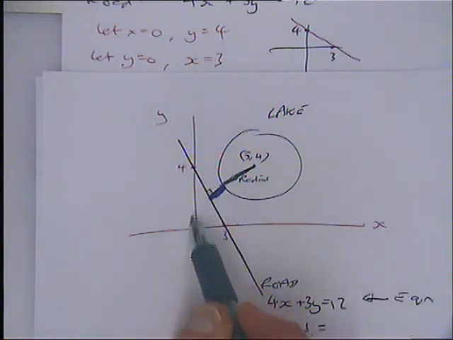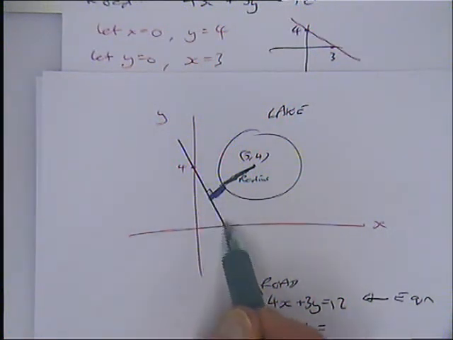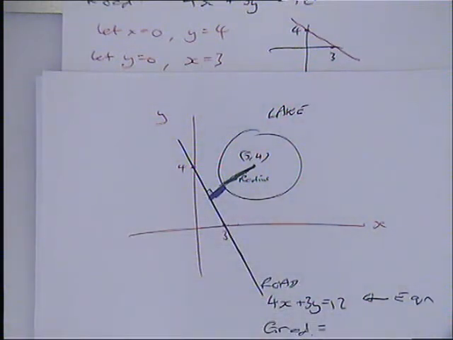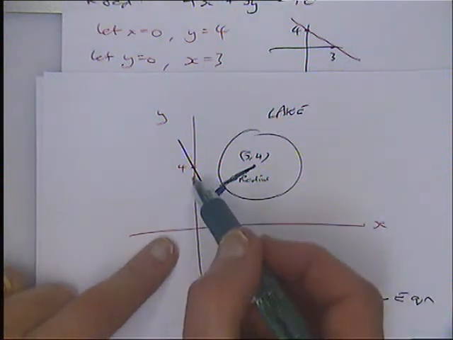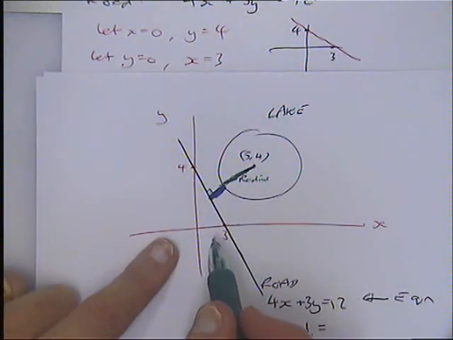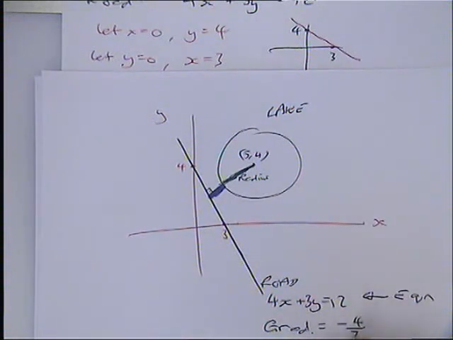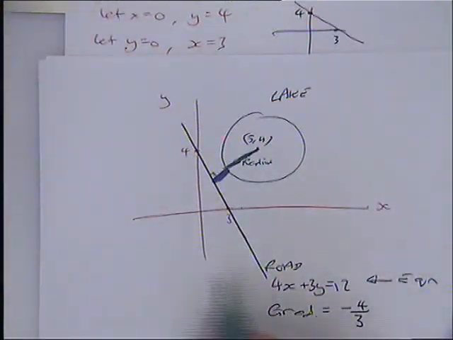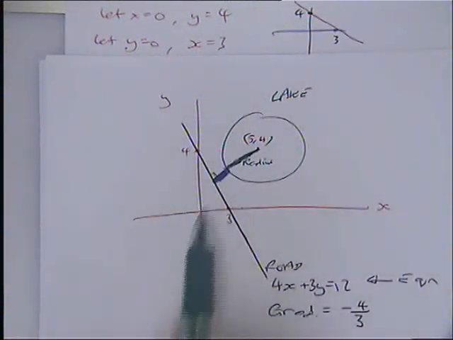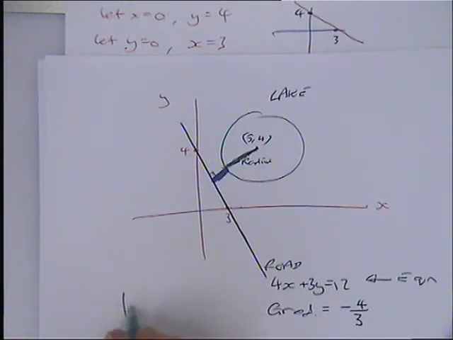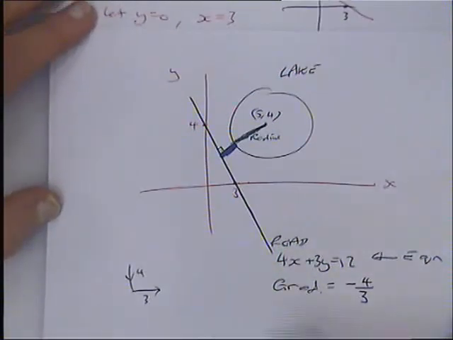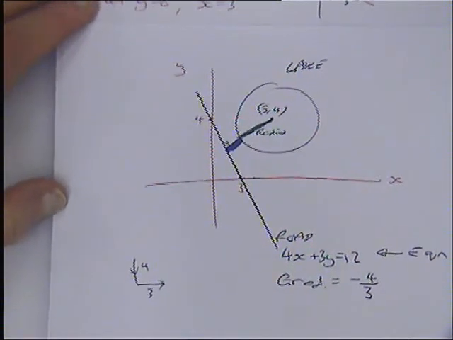Look at this triangle here. What is the gradient of that line? It's the vertical bit, 4, over the horizontal bit. It's going downhill, so it's negative. The gradient of the road is minus 4/3. Okay? That comes from this triangle here. It's gone down 4 and then along 3. So the gradient is 4 divided by 3, going downhill, stick a minus sign in it.